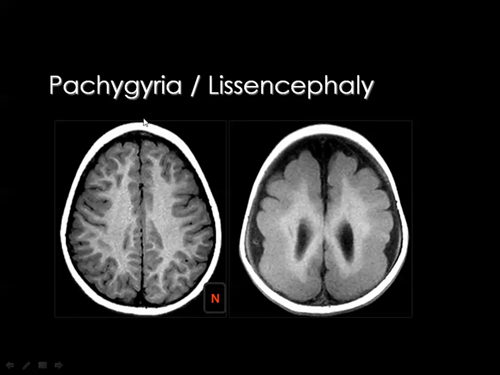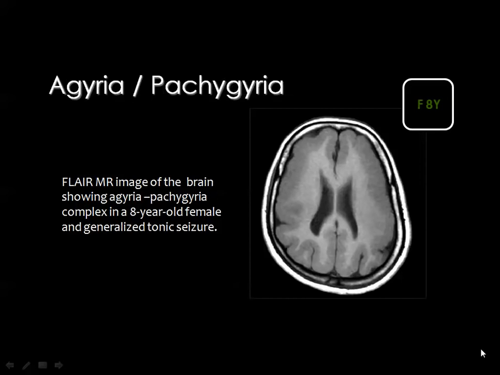This is the normal appearance of the cortical sulci and the gyri in the normal brain. You see how many sulci there are, and this is the usual thickness of the cortex. And if you look at this example, you can see that the gyri are very thick and broad as well, and they are few in number. And this is what we call pachygyria.